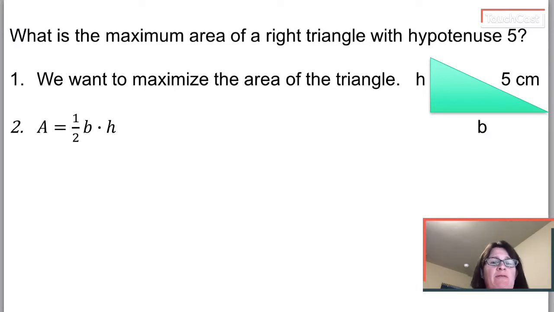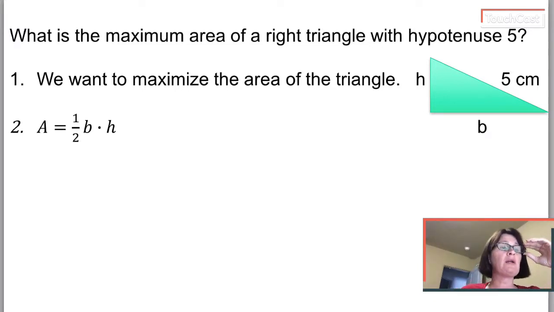Step 2, I need a formula for that quantity I want to optimize. Here I want to maximize the area, and area is 1/2 base times height. So I have a problem with this formula, which is that it has 2 variables in it. So my job now is to take any other information I have and try to replace one of the variables so that the formula for area becomes an expression in one variable. So this is what I'm going to do.